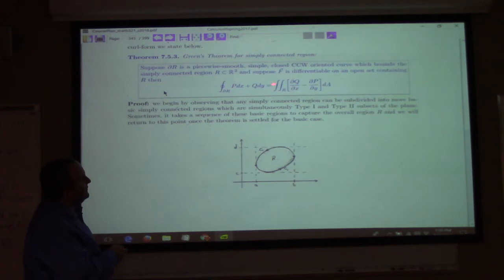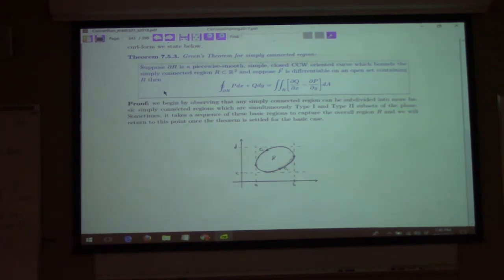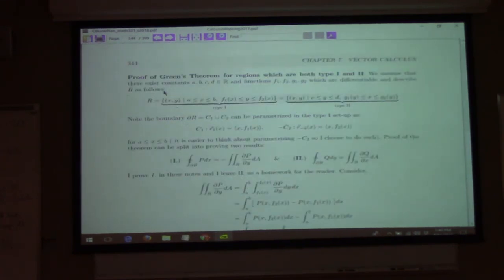So to prove this theorem, what I need to do is look at a region which is both type 1 and type 2, which means I can either set up the area integral using constant bounds in x, or constant bounds in y, right? I have a well-defined left and right and a well-defined up and down for the whole region. So I can either define R as a type 1 region, x going from a to b, and y is between f1 and f2, or I can define it as type 2, which means that y goes between c and d, and x is between g1 and g2.